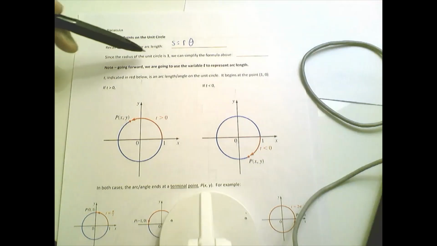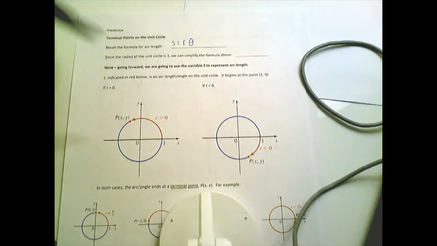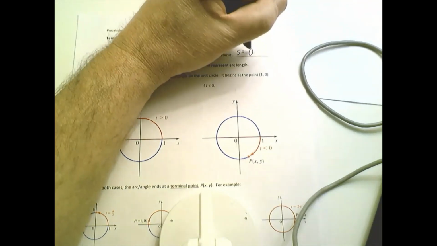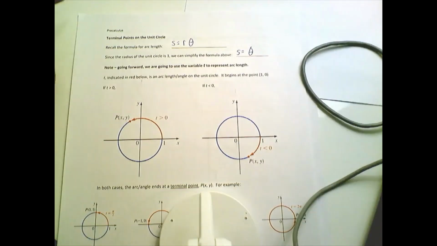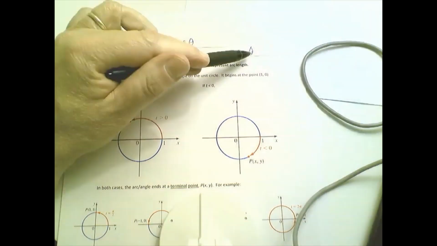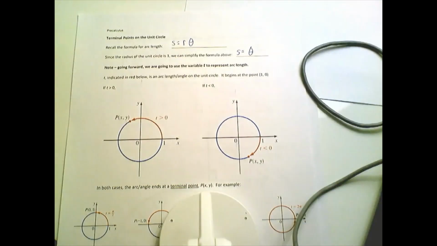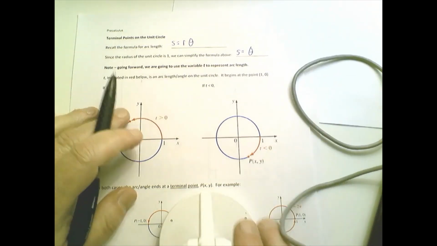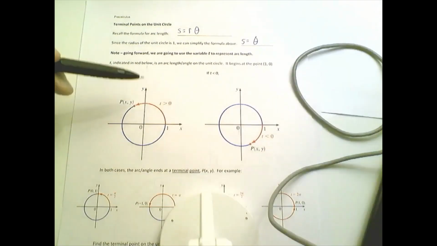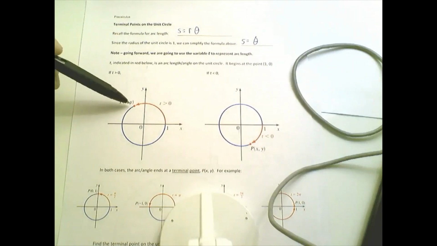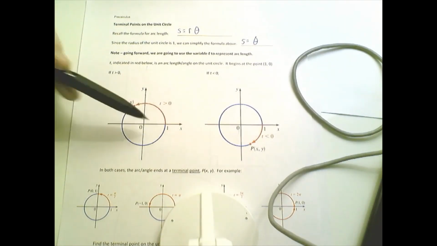If the radius of a unit circle is 1, we get a very simplified result. My arc length is equal to the measure of the angle that is cut, measured in radians. One thing to note, going forward, we're going to use the letter t rather than s to represent arc length. Here's an example of a terminal point, x, y. Its arc length would be t radians.